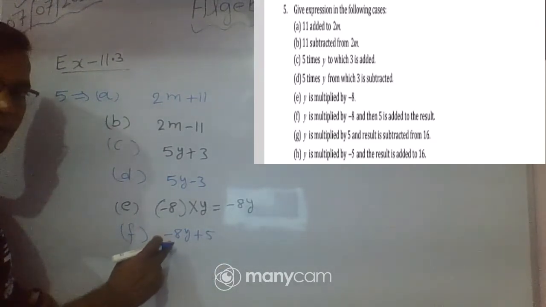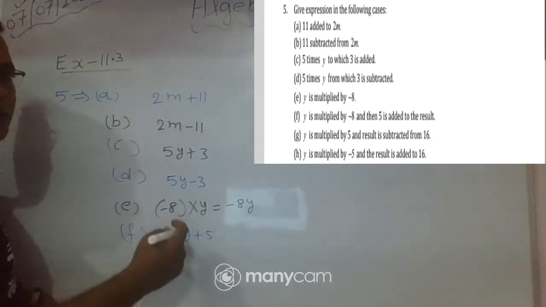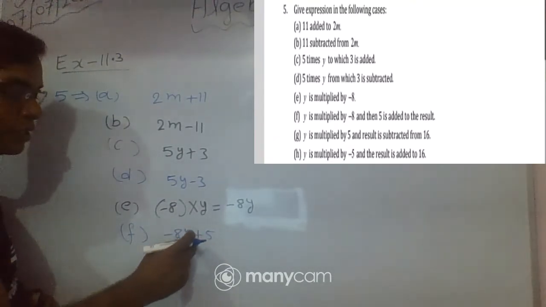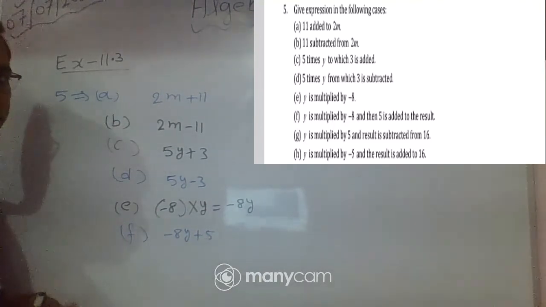Y is multiplied by minus 8. After this, in the result we add 5. So the result is minus 8y. So in this result we add plus 5. Clear?